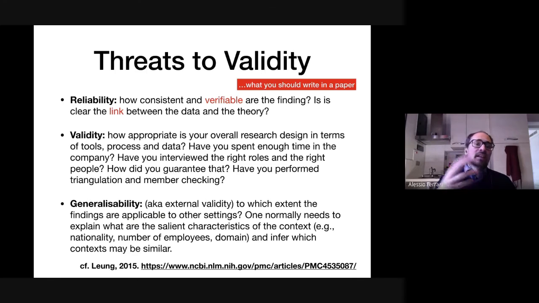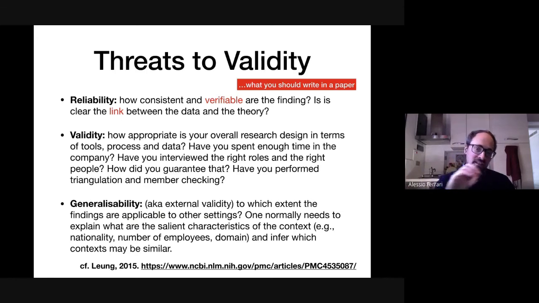Validity is related to how appropriate the research design is. Have you spent enough time in the company? Have you interviewed the right roles and the right people? How did you guarantee that? Have you performed triangulation and member checking? This is mostly related to the so-called internal validity of your research. And generalizability is like external validity, because it means to which extent the findings can be applicable to other settings.